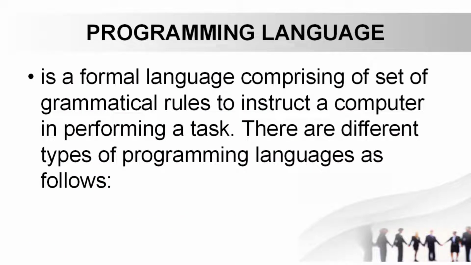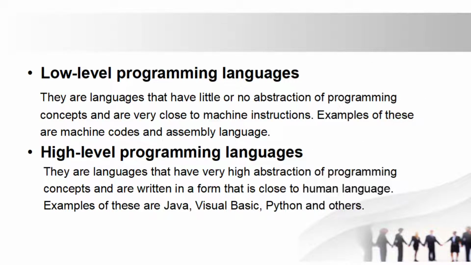Programming language. A programming language is a formal language comprising a set of grammatical rules to instruct a computer in performing a task. There are different types of programming languages as follows. Number 1 is the low-level programming languages. These are languages that have little or no abstraction of programming concepts and are very close to machine instructions. Examples of these are machine code and assembly language.